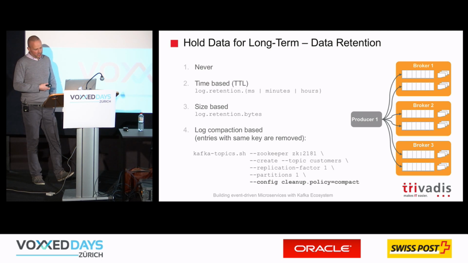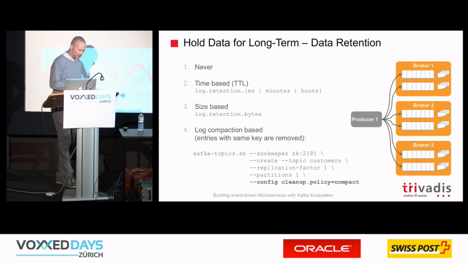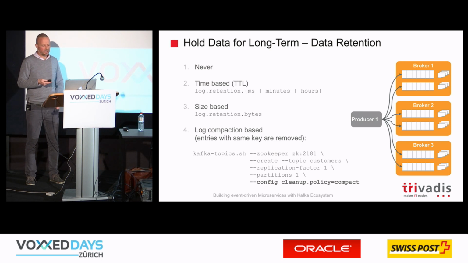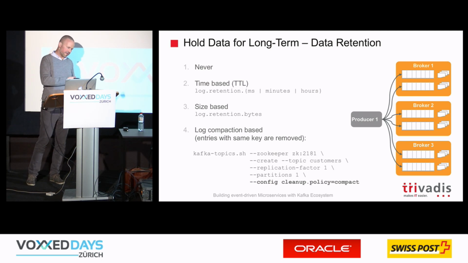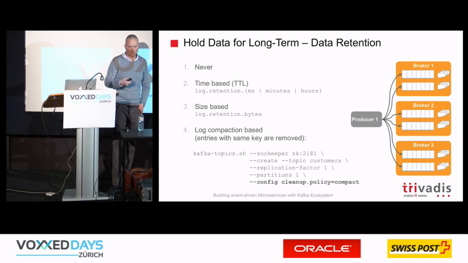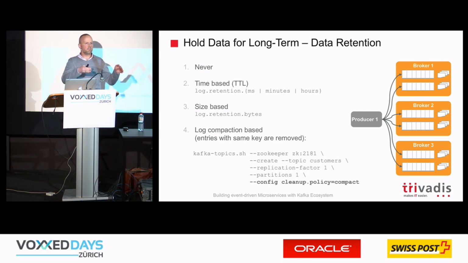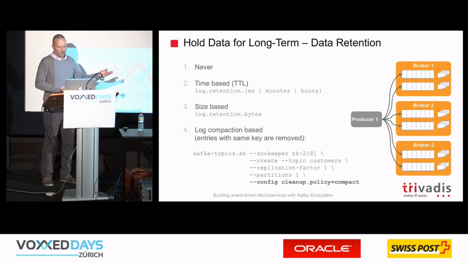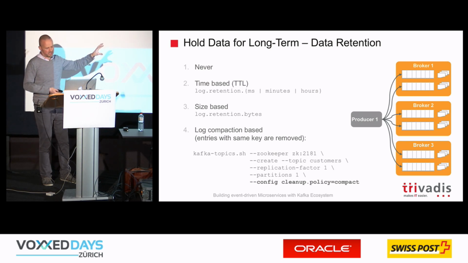The data retention I already mentioned, so it can be never, time-based and size-based, and there's an extra one. I think Kai didn't talk about that this morning. It's called log compaction-based, and it's quite interesting. Log compaction-based is based on the key, and I think that also hasn't been mentioned today. A message you put into Kafka always is key value. So you have a key, and you have a value. The value is the message or the event. The key is optional. You can use the key to use log compaction-based retention or storage.